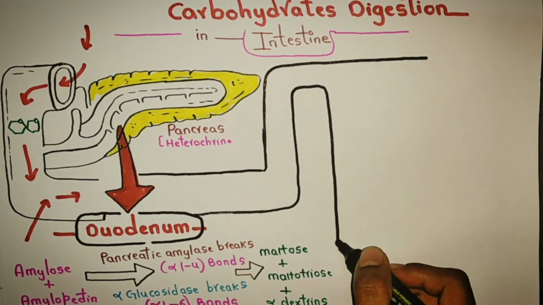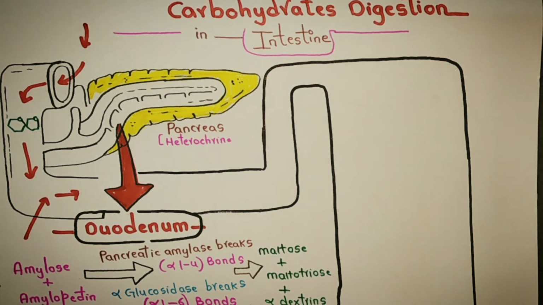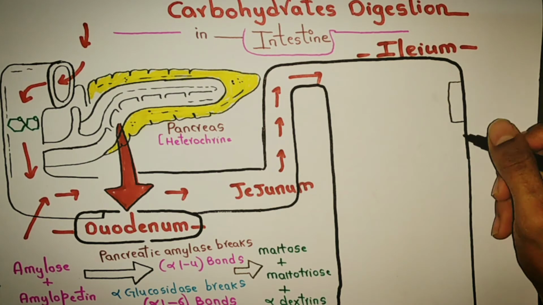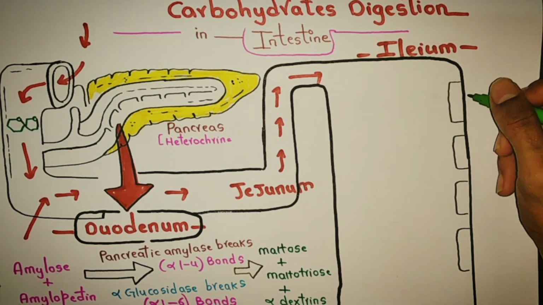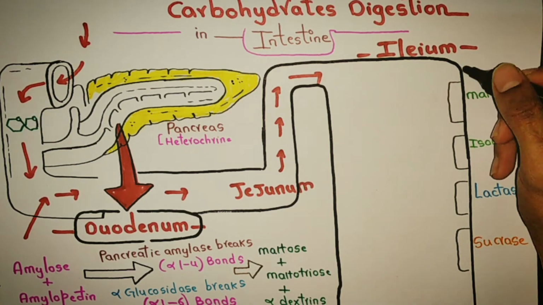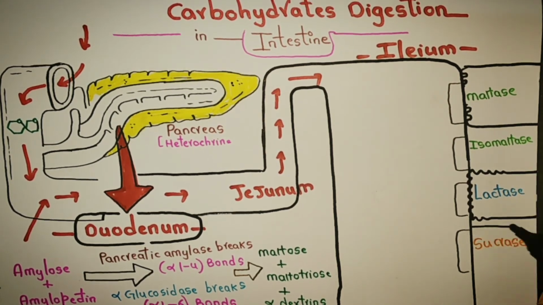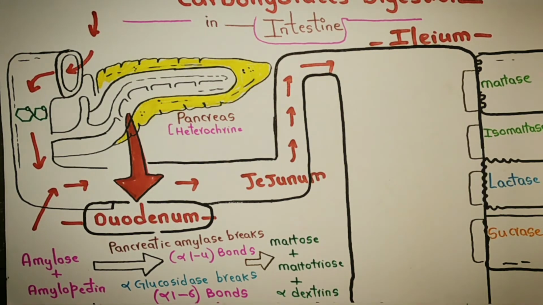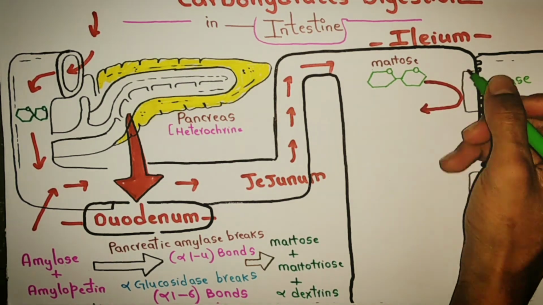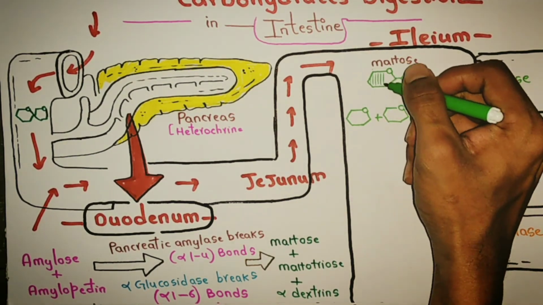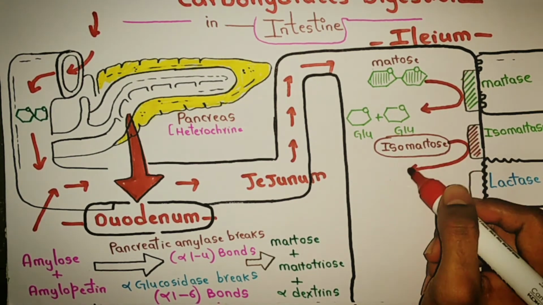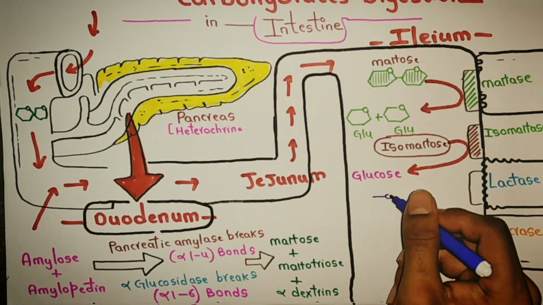After this, the alkaline broth from the duodenum enters into the next parts, the jejunum and the ileum, the longest part, which contains the brush border enzymes like the maltase, the isomaltase, lactase and sucrase. And these are the components of the enterocytes, the brush border enzymes. Now in the ileum, the disaccharides like maltose, through the brush border maltase, convert into 2 molecules of glucose. Similarly, the isomaltose through the brush border enzyme isomaltase converts into glucose.